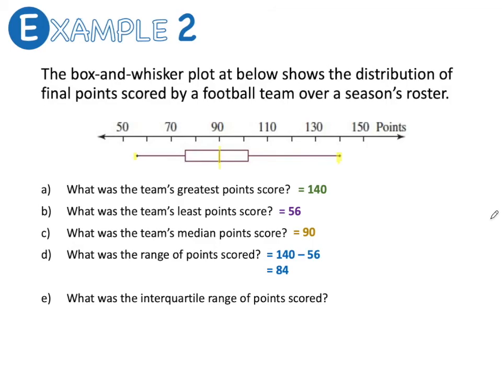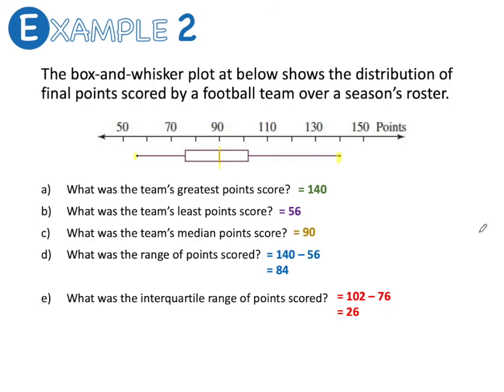Then finally, our interquartile range. We need our quartile 3 value and our quartile 1 value. So quartile 3 is going to be 102. Quartile 1 is going to be 76. So 102 minus 76 is 26. So my interquartile range is going to be 26.